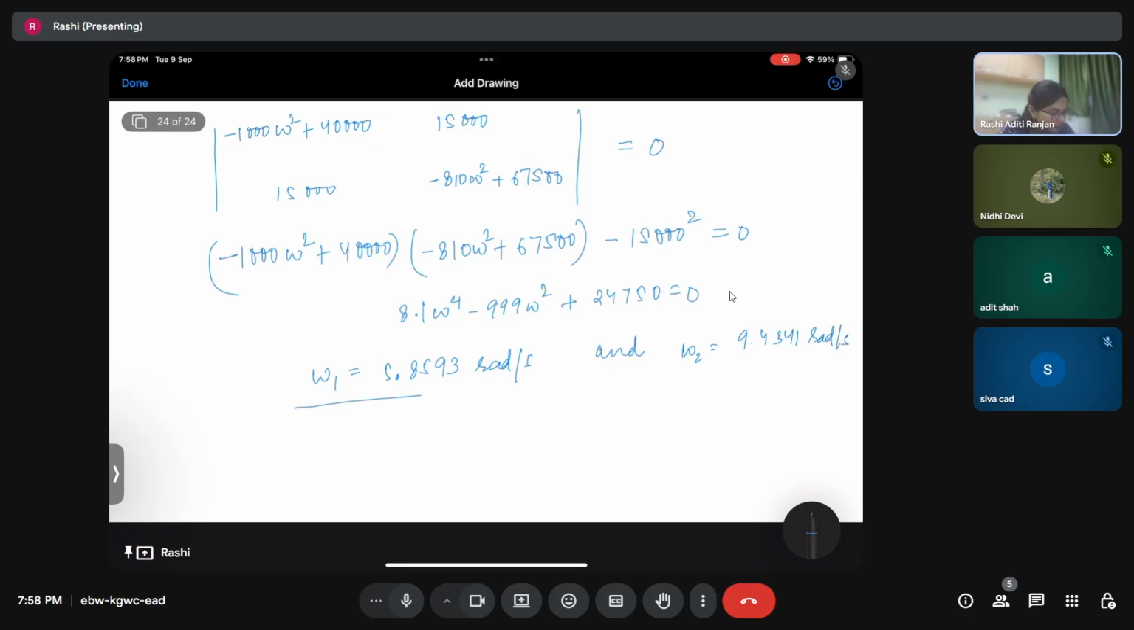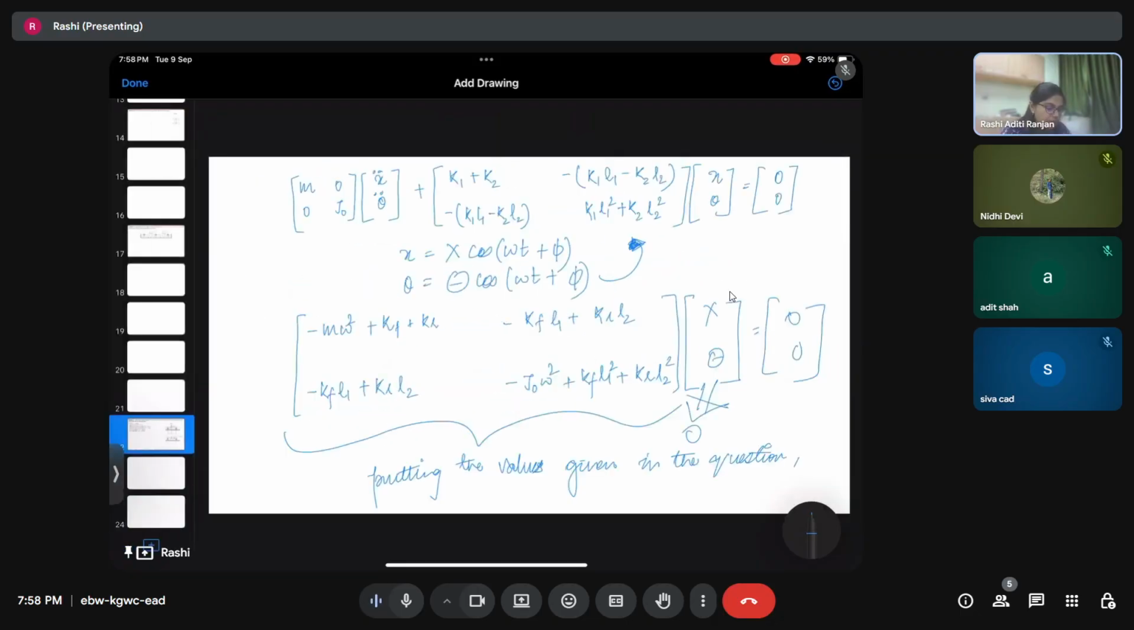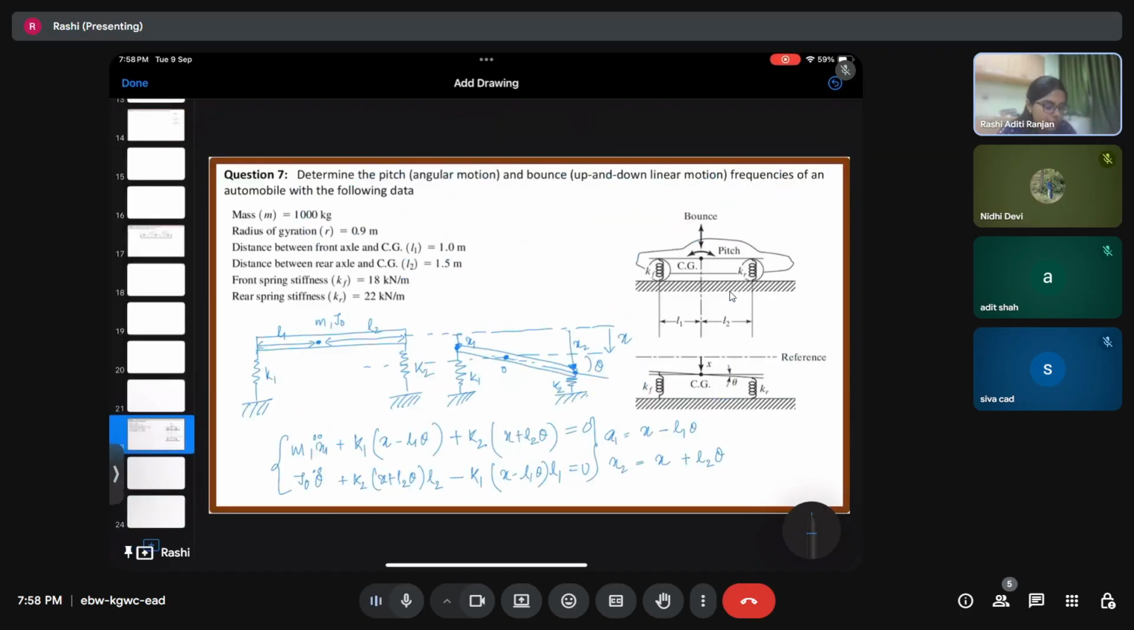I hope this is clear. So one is going to be the frequency because of bounce, and the other is going to be the frequency because of pitch. So these are going to be the two frequencies.